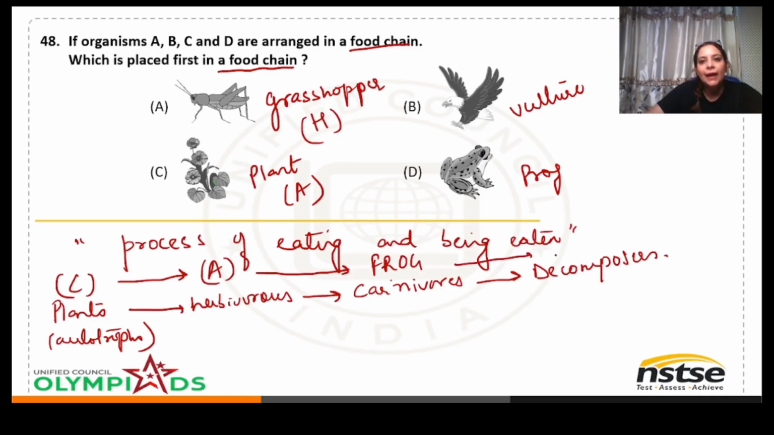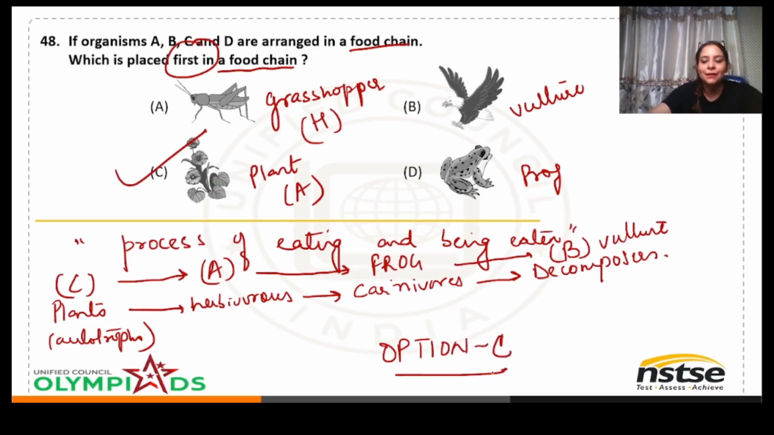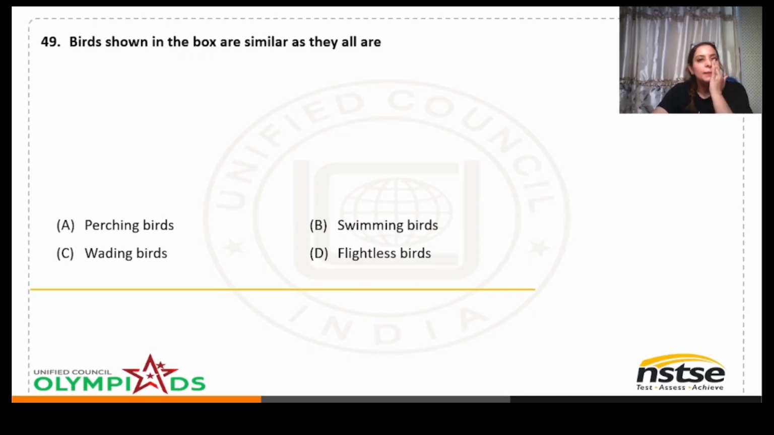And lately we have option B, that is vulture. So that means we have to pick the first in the food chain. Obviously it will be the one which can prepare its food, that is plants, option C. Next question. Birds shown in the box are similar as they all are.